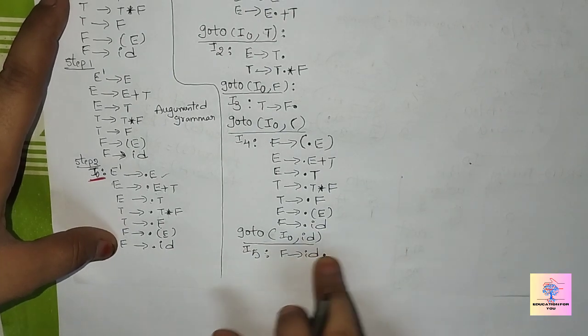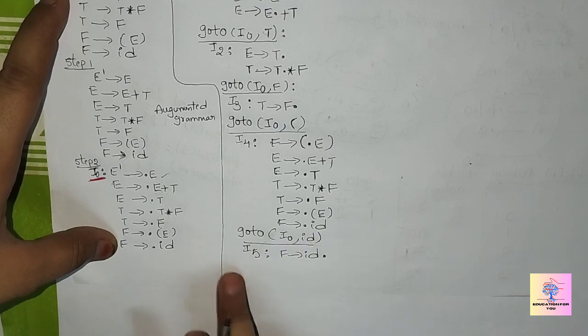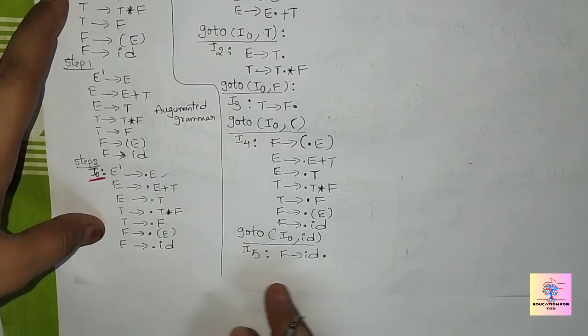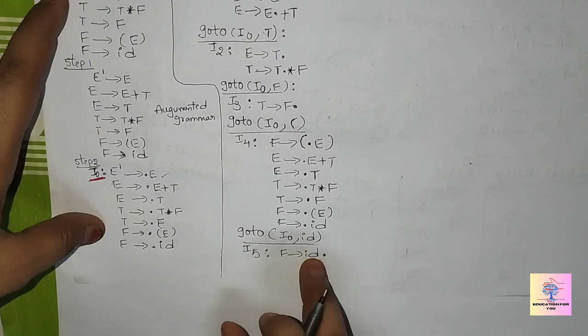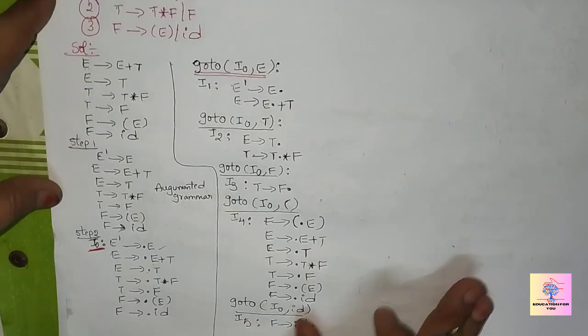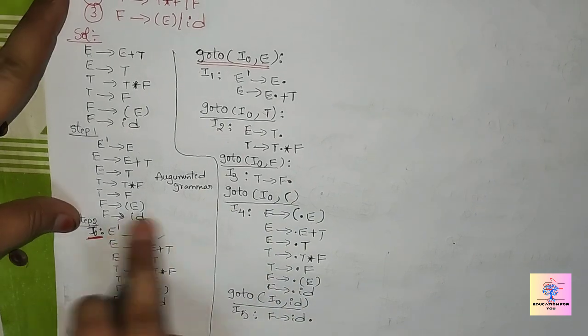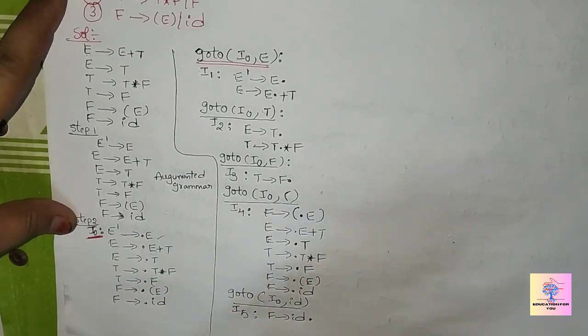After the dot there are no symbols, so no productions will come after this. F is going to producing ID dot. Okay, so go to I0 comma ID. I0 all are over, and all the productions of I0 we checked here.